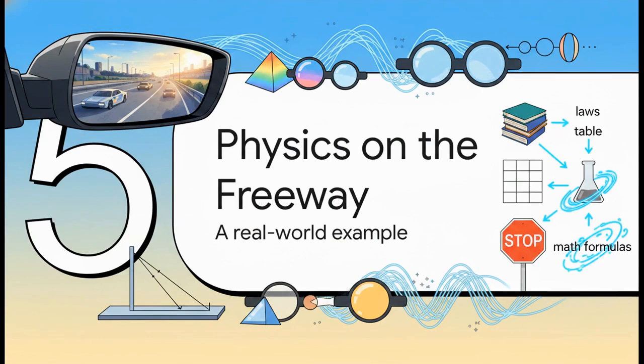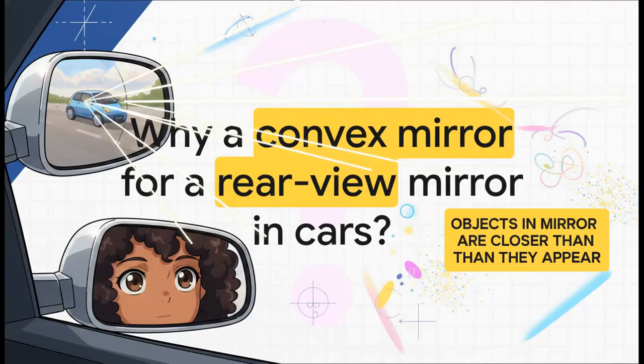Okay, so we've covered the laws, we've looked at the tables, we've mastered the signs, and we have the formulas. But why does any of this actually matter? Well, let's connect all of it to something you see every single day. The mirror on the side of a car. You know that little warning text on your passenger side mirror, right? Objects in mirror are closer than they appear.